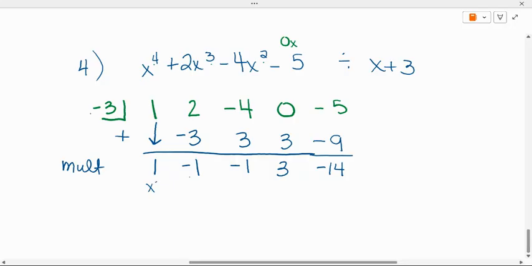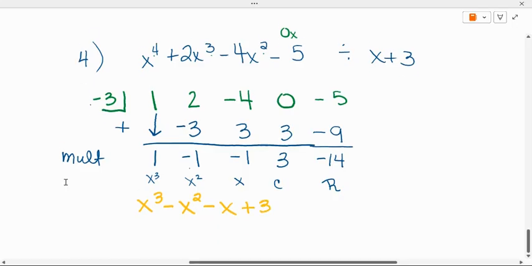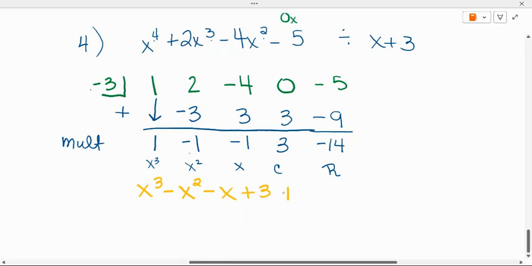So this is my x cubed, this is my x squared, this is my x, and this is my constant. This is my remainder. So my final answer is x cubed minus x squared minus x plus 3, plus negative 14 over x plus 3. And you could write it as minus 14 over x plus 3, but I feel like that helps you remember that that 14 was negative.